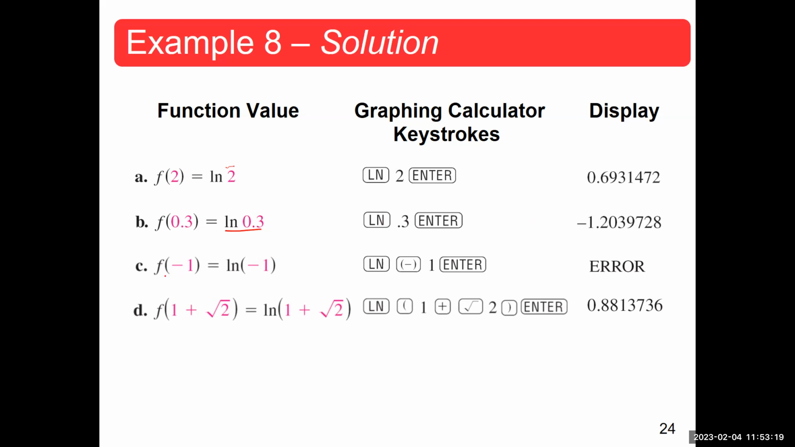Now here is a problem. If you use a negative number, you're going to get an error. For any logarithmic function, there is no log or ln for negative numbers. And you could do an expression like 1 plus square root of 2, and take the natural log of it by using parentheses.